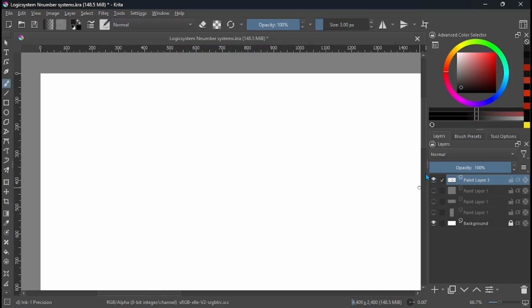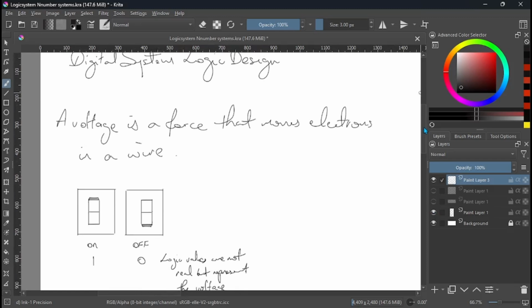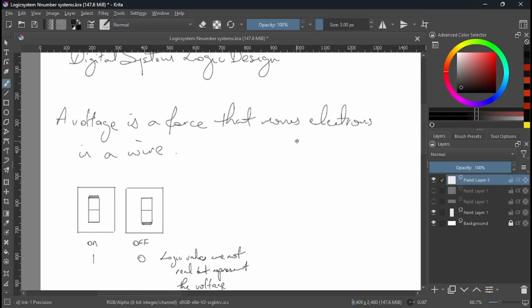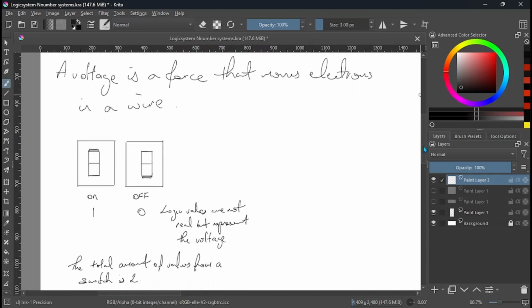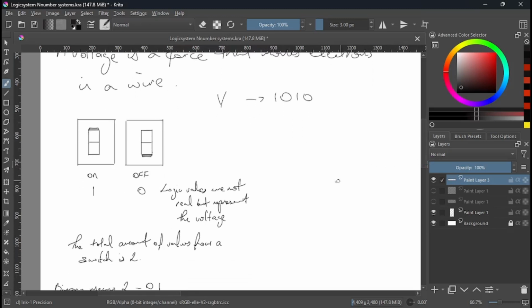Let me start with briefly explaining binary. A voltage is a force that moves electrons in a wire. That is all you really need to know. We could represent this voltage using binary. So V for voltage can be represented using ones and zeros. Now, these ones and zeros are just logical values and they are not real numbers. They just represent the voltage.